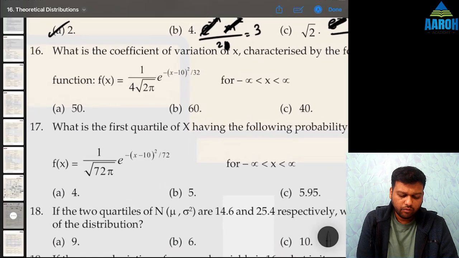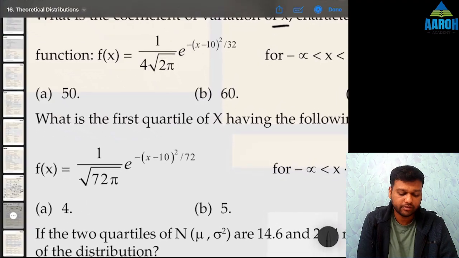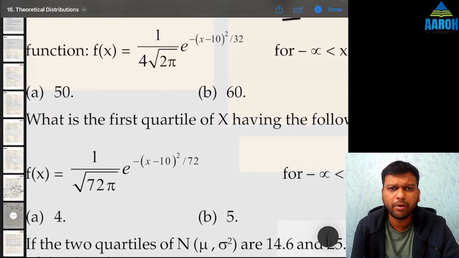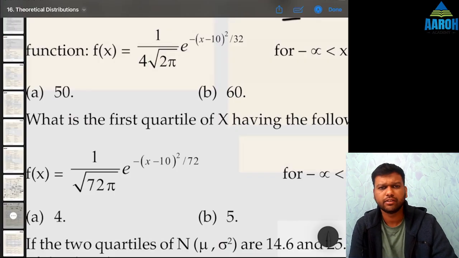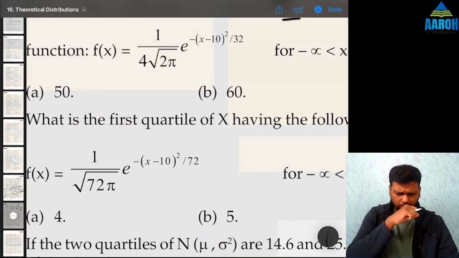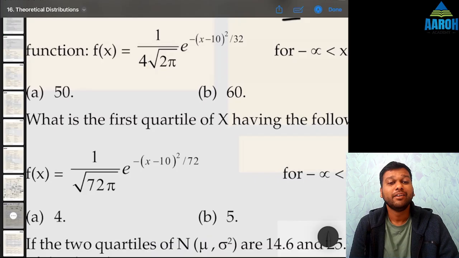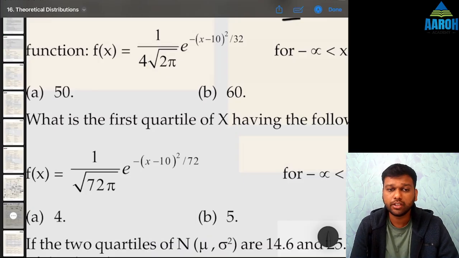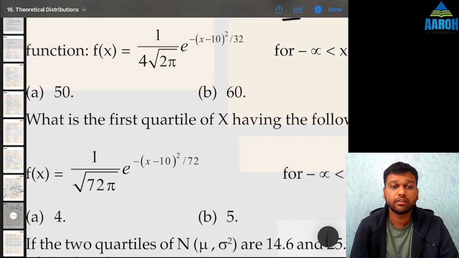16th. What is the coefficient of variation of x characterized by the following probability density function? F of x is equal to 1 by 4 root 2 pi into e raised to something. This is clearly which distribution? Normal distribution, right? If you know the probability density function PDF of normal distribution, then we can equate it with this. So we can see what is the similar portion of that PDF and this PDF.